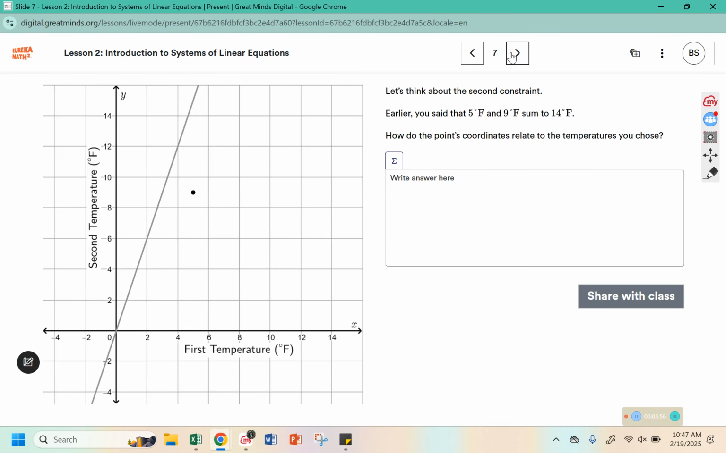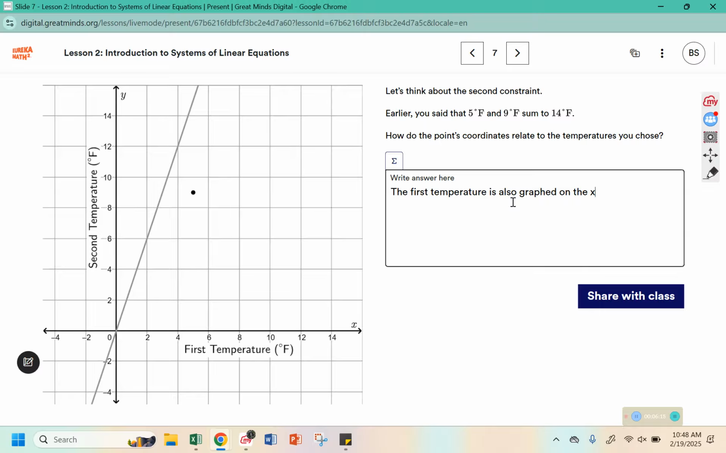Let's think about the second constraint. Earlier you said 5 and 9 have a sum of 14. How do the point's coordinates relate to the temperature you chose? The first temperature is also graphed on the x-axis. And the second temperature is graphed on the y-axis. So it uses the coordinates 5, 9.